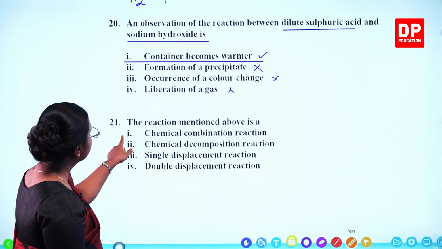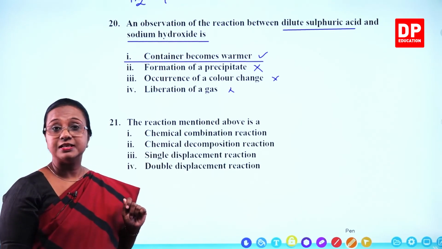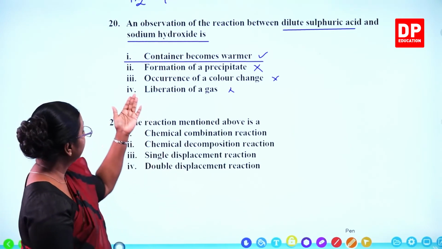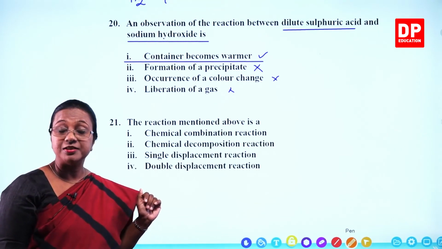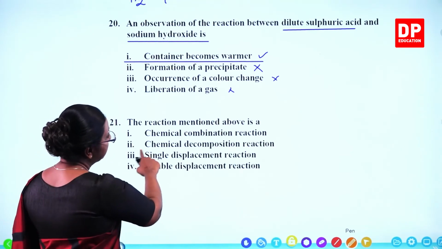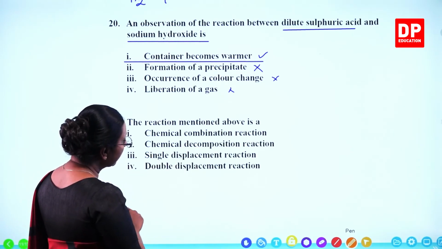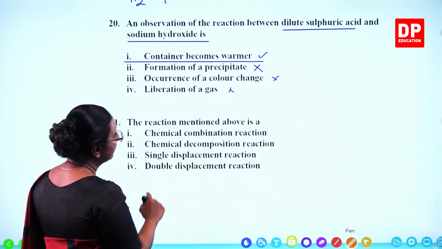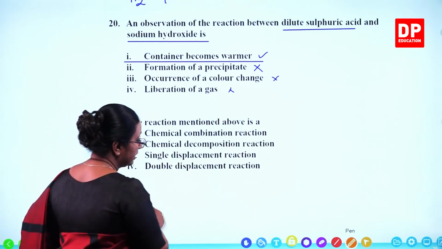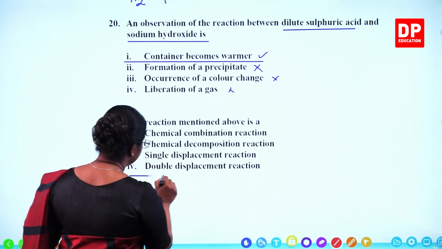21. The reaction mentioned above is a, what is that? It is a double displacement reaction. I told you all that. Chemical combination reaction? No. Chemical decomposition reaction? No. Single displacement reaction? No. It is a double displacement reaction.